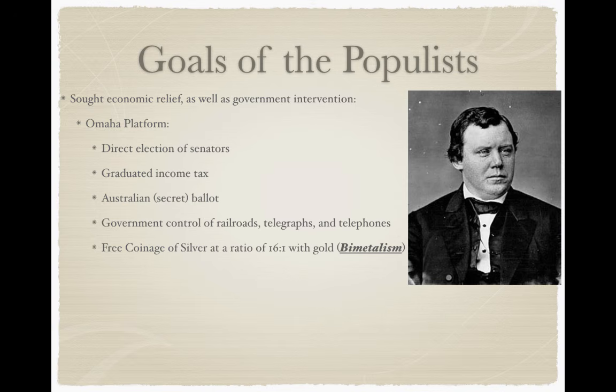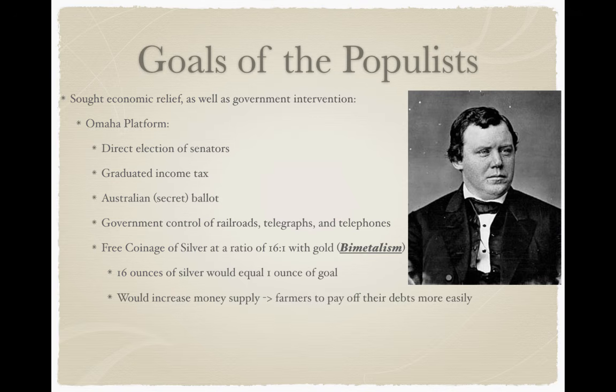What this means is, for every 1 ounce of gold that was used to back up the dollar, the Populists wanted 16 ounces of silver to count as well. And that would inflate the currency, making it easier for them to pay off their debts. And again, 16 ounces of silver would equal 1 ounce of gold. This would increase the money supply, which would give farmers more money, which would make it easier for them to pay off their debts. But this would be resisted by bankers and lenders because their money would be worth less.